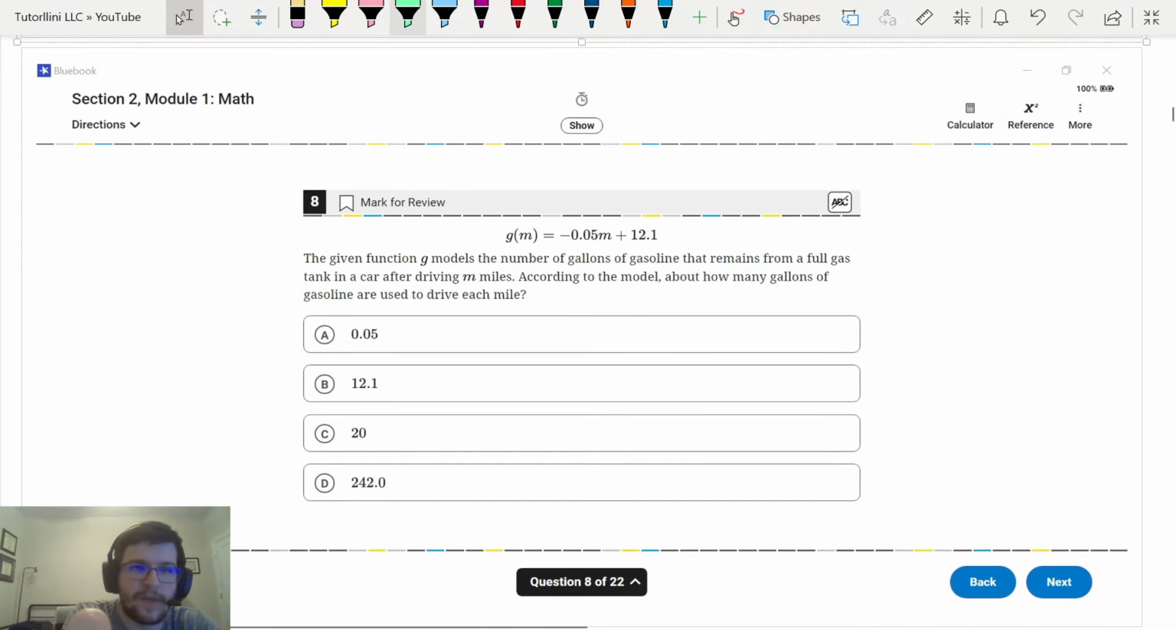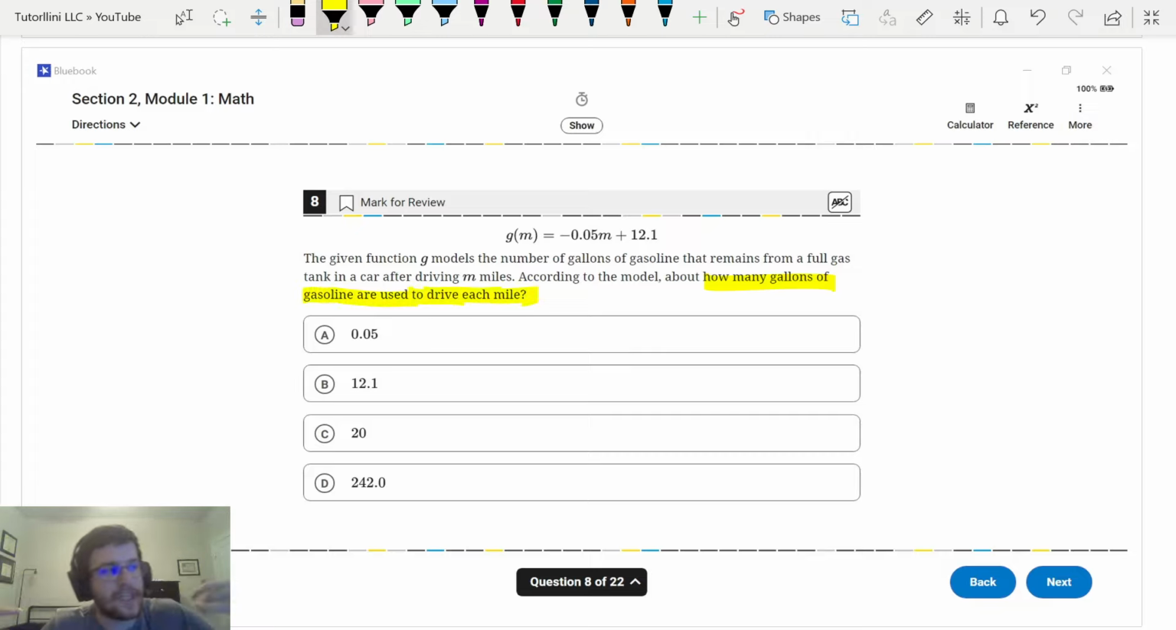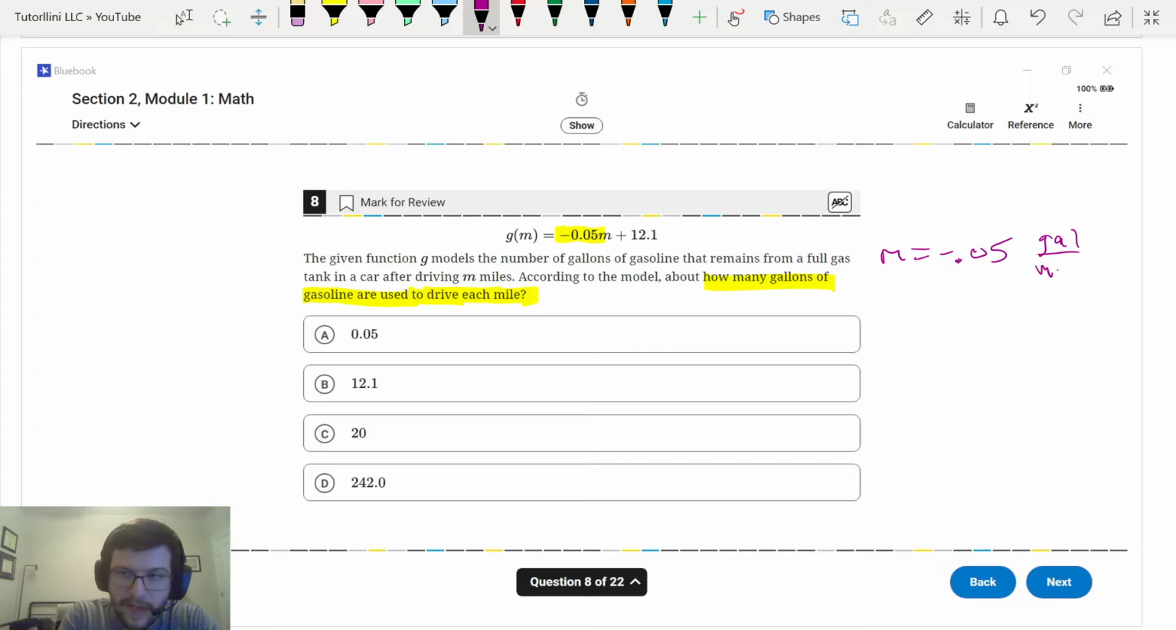Okay, 8, according to the model, how many gallons of gasoline are used to drive each mile? Okay, so you see that word each again. That tells you division. That tells you you've got a rate. So rate is slope. So the slope is the rate of change. So the slope is negative 0.05 gallons per mile, which if you just rephrase that with grammar, it means they used positive 0.05 gallons per mile.